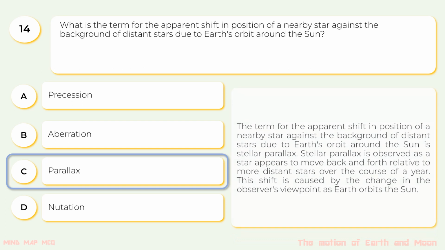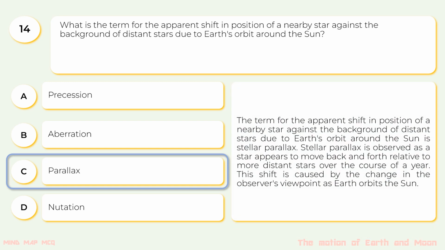Parallax. The term for the apparent shift in position of a nearby star against the background of distant stars due to Earth's orbit around the sun is called stellar parallax. Stellar parallax is observed as a star appears to move back and forth relative to the more distant stars over the course of a year. This shift is caused by the change in the observer's viewpoint as Earth orbits the sun.